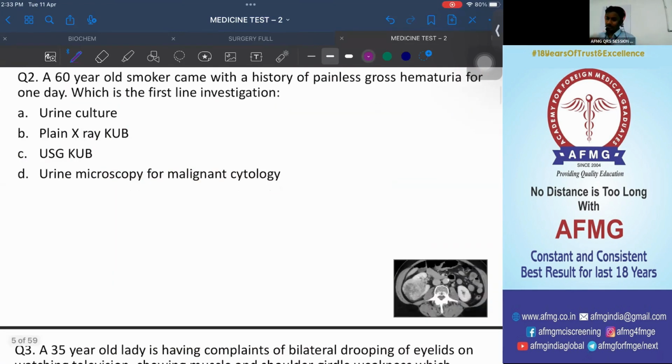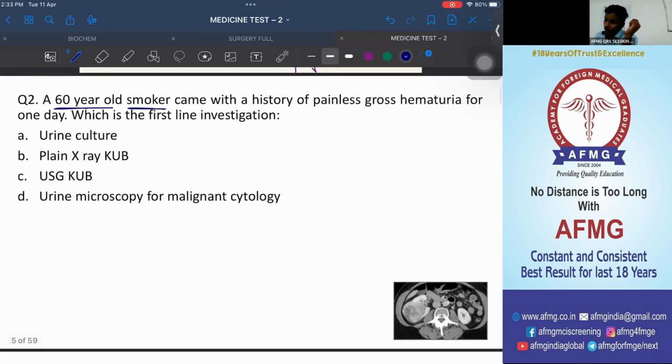Moving further, question number 2. Here they say we have a 60-year-old smoker who came with a history of painless gross hematuria for 1 day. Which is the first line investigation in this condition? Gross means less or more? It is a lot of hematuria. Okay? What would you like to do?